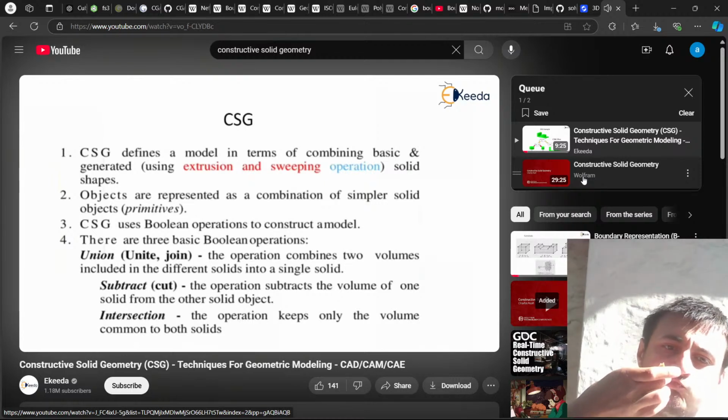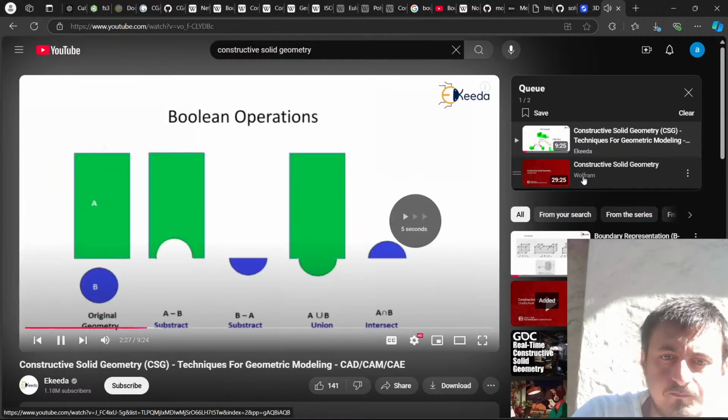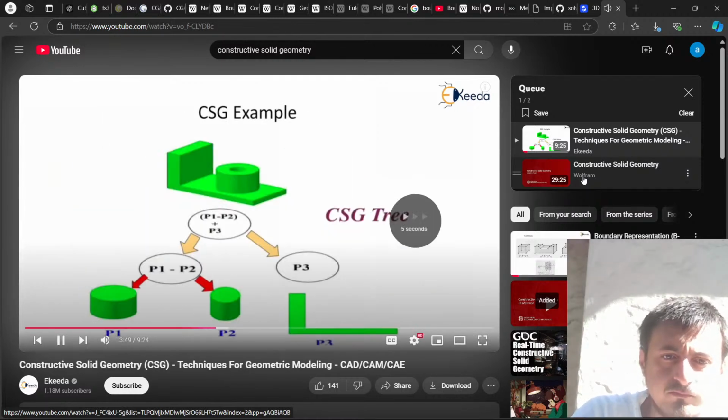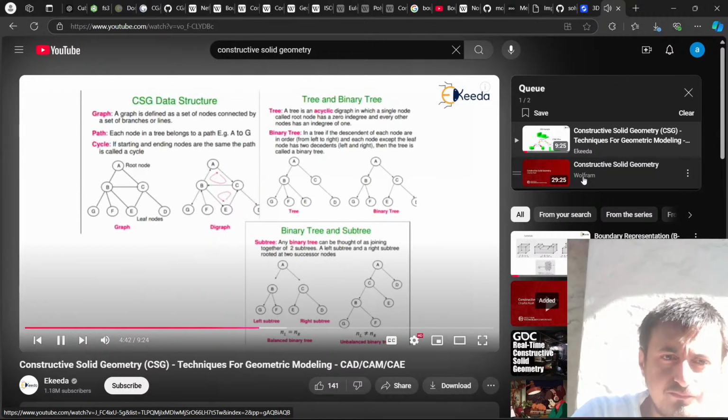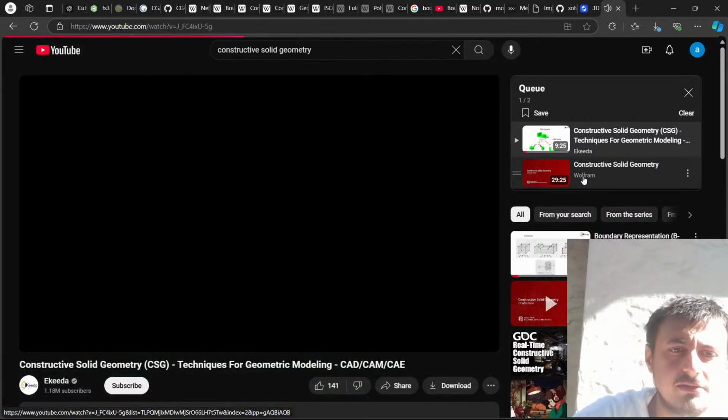So union is to join two volumes included in the different solids. Then there are subtraction and intersection. That is our three. Now the approach is coded in a tree, where each node belongs to a path, for example A to G.